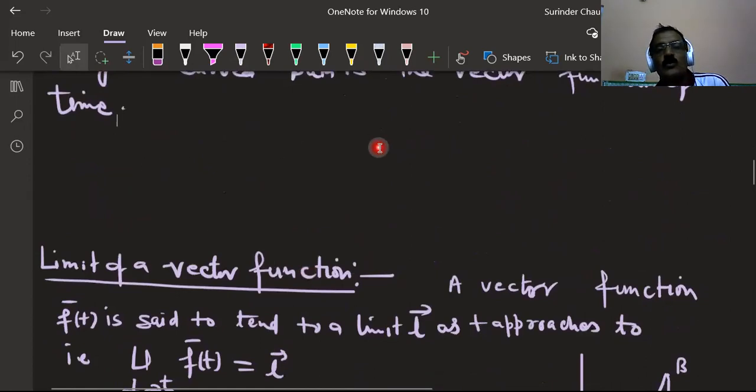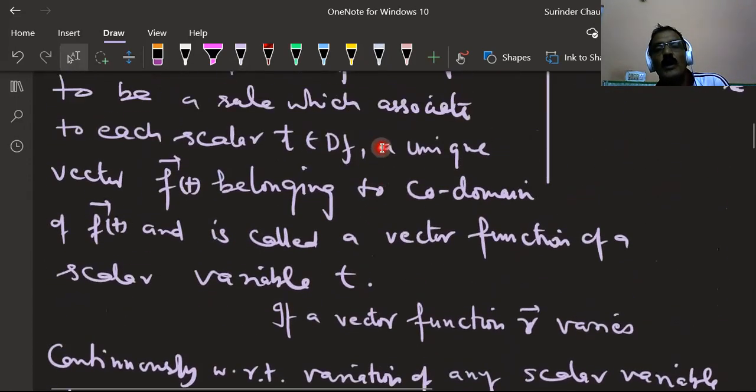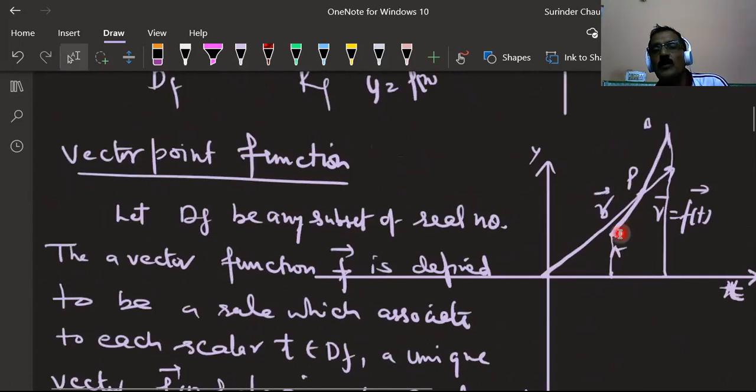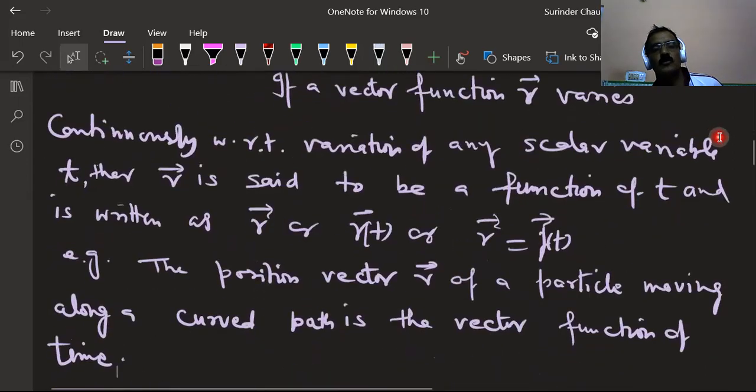So this is what we have done about the vector point function. Suppose we are talking about two dimensions: a particle moves from A to B, and at any time t the particle is at P. This OP is the position vector of P. Because the particle moves from A to B, it is a function of time. So we write the position vector of point P, R vector, is equal to F vector of t. This is a vector point function. The position vector P is the vector.